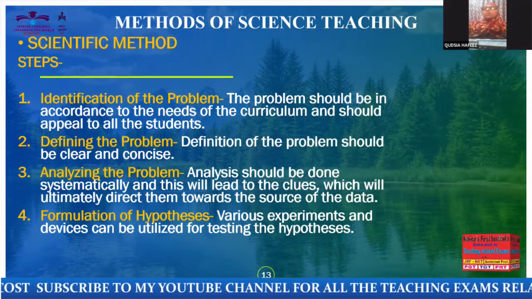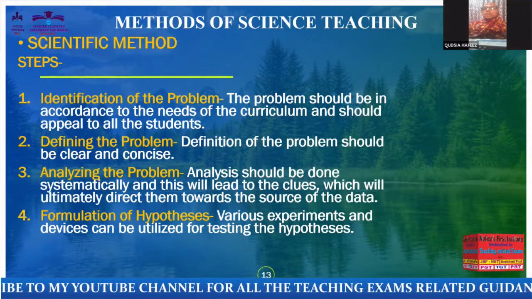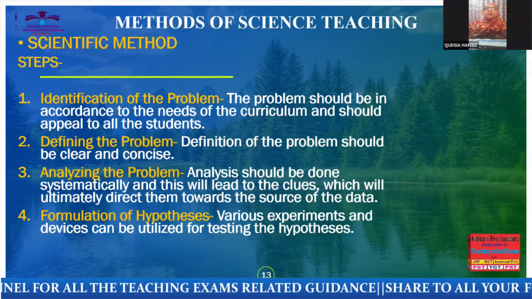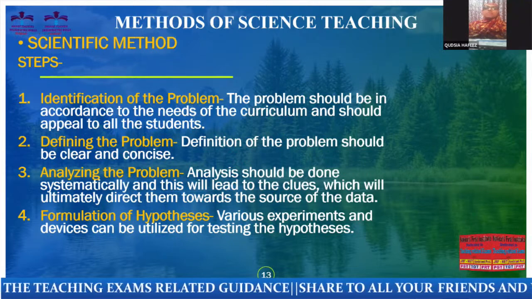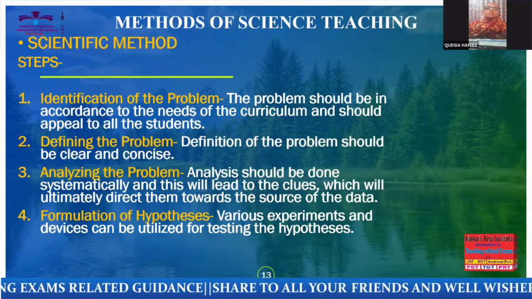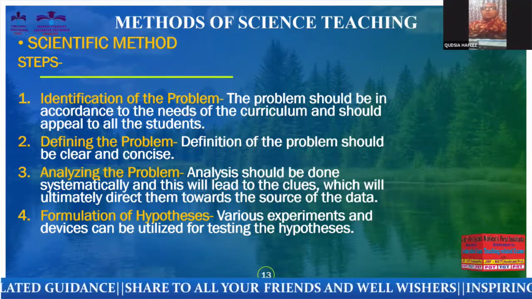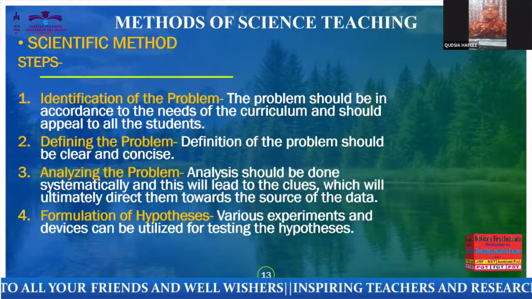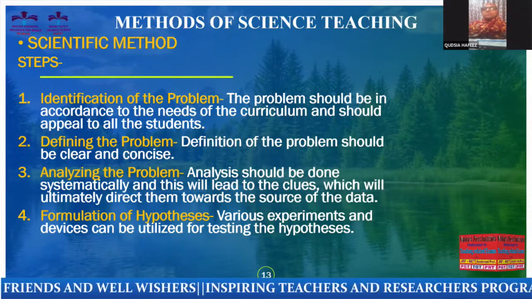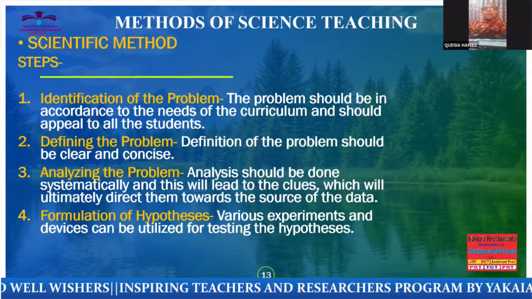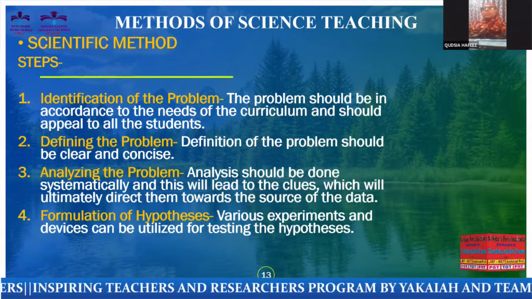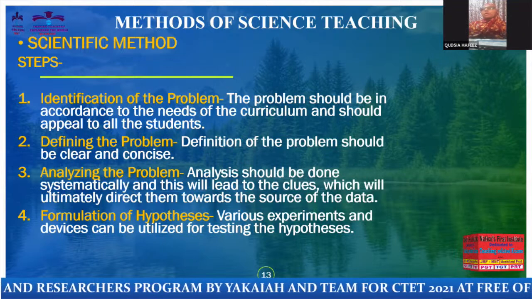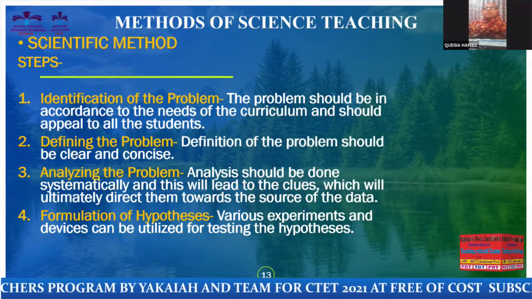Analyzing the problem. So now the analysis should be done systematically, and this will lead to the clues which will ultimately direct them towards the source of the data. So analyzing the problem is nothing but giving some analysis on the clues, like what is actually known, what is not known, which knowledge they have gained, and what knowledge they do not have, what they have to find out, and what are the different resources for that. So they are trying to see how best they are analyzing the problem, breaking the problem into different bits and trying to see what all the information they need on this kind of problem so that they can try to solve it.